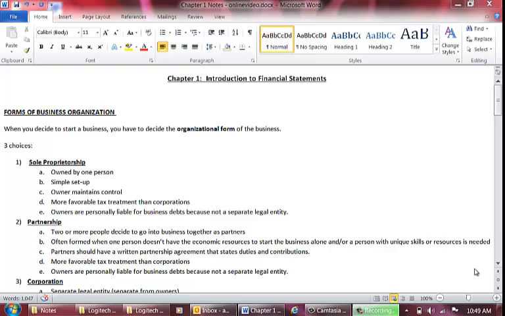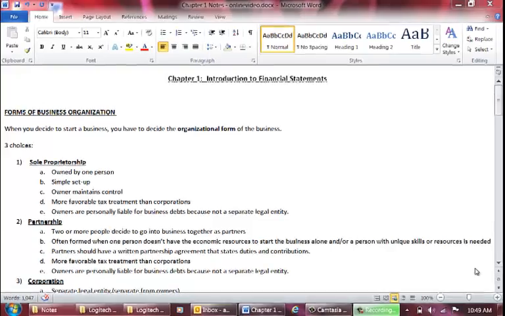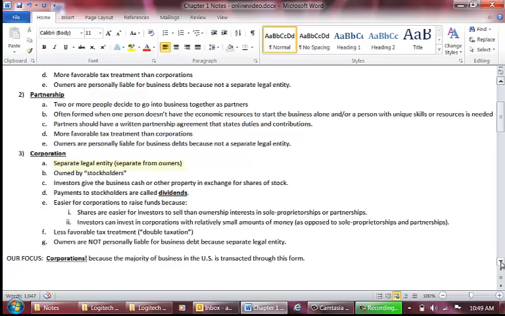The third form of business organization is the corporation. It is an entity legally separate from its owners. A corporation is owned by stockholders or shareholders, which are individuals and/or other businesses that give money or property to the company in exchange for stock. This stock represents ownership in the company. Any payment to the shareholders is known as dividends.